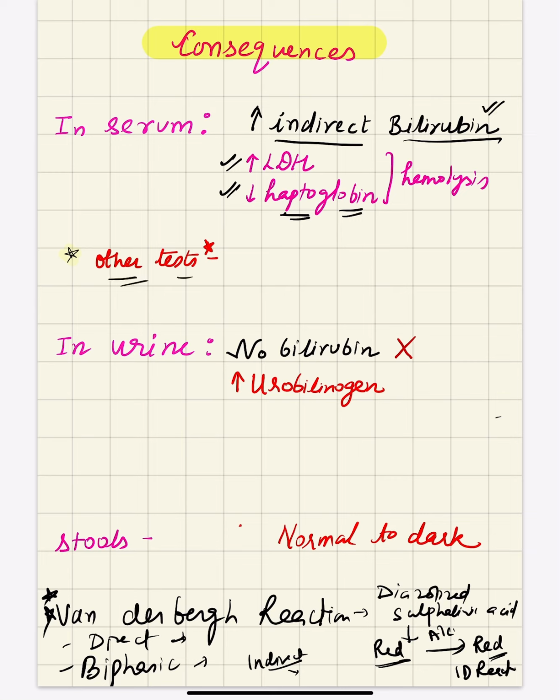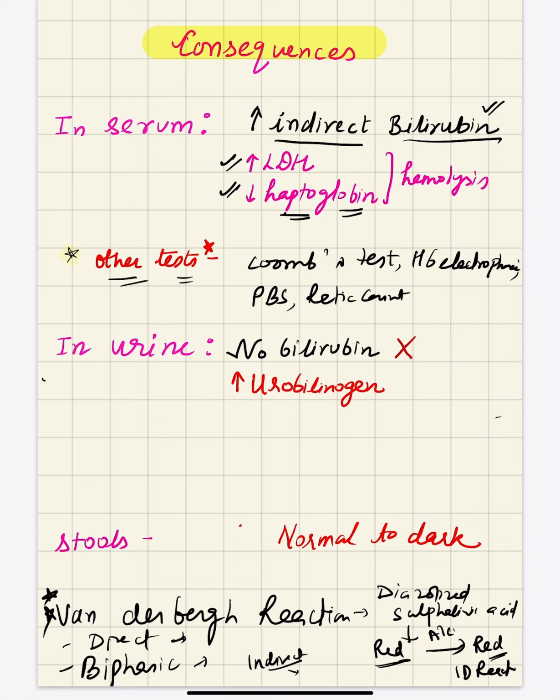There are other tests we can do, mainly for the hemolytic anemias. We can do the Coombs test. We can do the hemoglobin electrophoresis for conditions like thalassemia and sickle cell anemia. Then we can do the peripheral blood smear examination. We can do the retic count. So the battery of tests for hemolytic anemias can be applied in unconjugated bilirubinemia to rule out that cause.